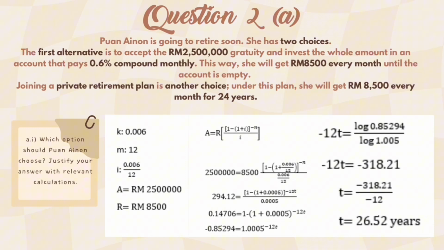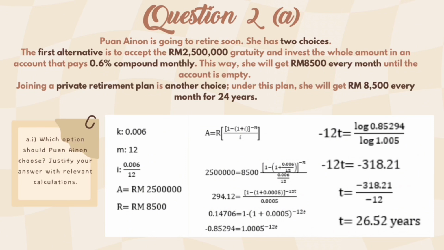In order to decide, we have to first start by solving 2,500,000 equal 8,500 times (1 minus (1 plus 0.0005) with the power of negative n) divided by 0.0005.